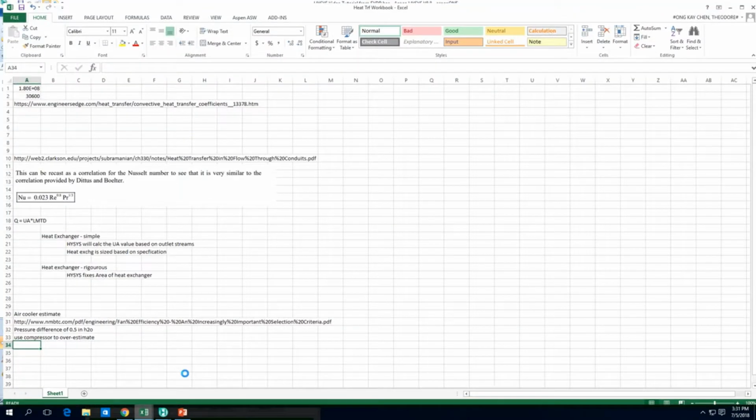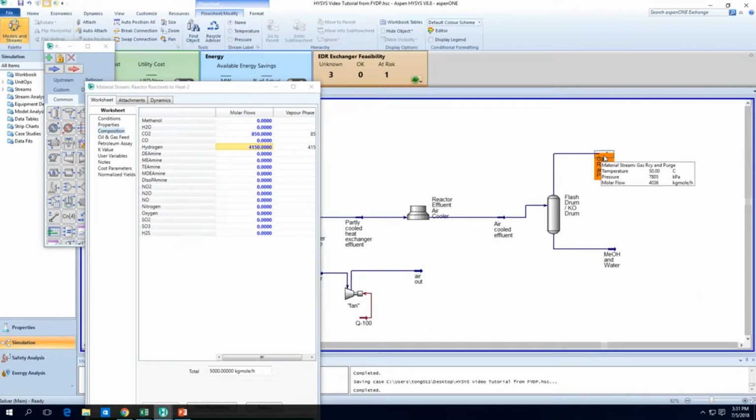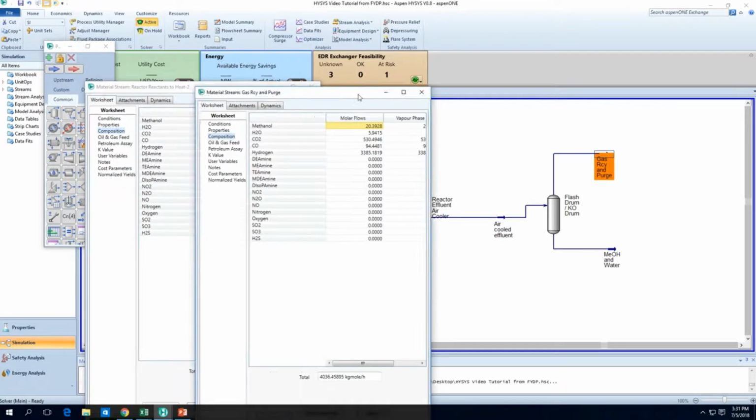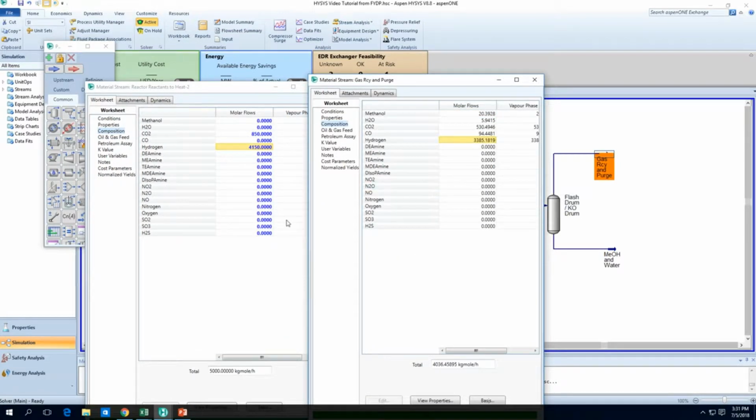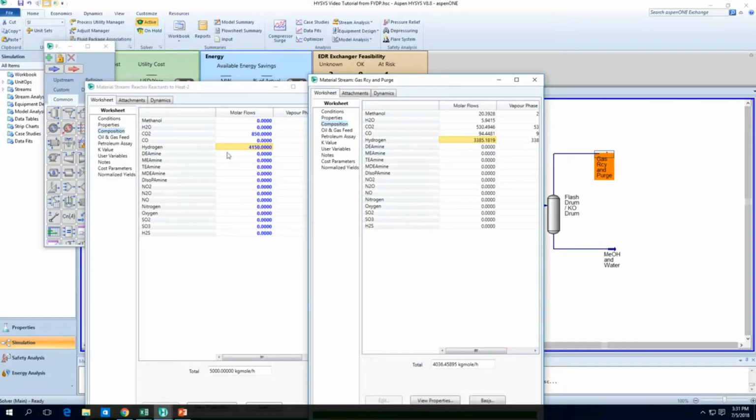So let's put that in Excel just for easy calculation. Hydrogen reactor feed, 4150, and effluent is how much? Effluent will be about 3385. So let's put 3385, and makeup will be the feed less the effluent. So 765 kgmole per hour. And for the other one, the carbon dioxide, we will need about 850 minus 530. So let's do that.